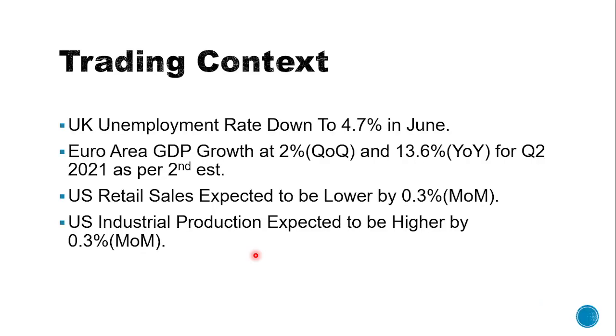On the data front, we got important economic releases for the UK and Euro area. We also have received the retail sales and industrial production data for the United States. For the UK, we got the claimant count change at negative 7,800, and by negative I mean that there is a decline in people applying for unemployment benefits, and this is the fifth consecutive month of decline in the number of people seeking unemployment benefit.